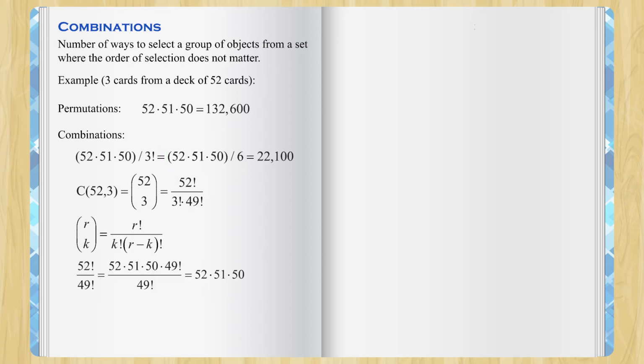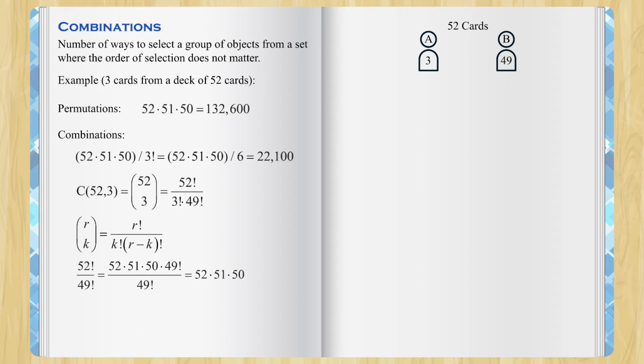Where did the 49 factorial come from and what is its meaning? Think of counting the number of ways we could distribute 52 cards to two distinct people in such a way that person A receives 3 cards and person B receives the remaining 49 cards.